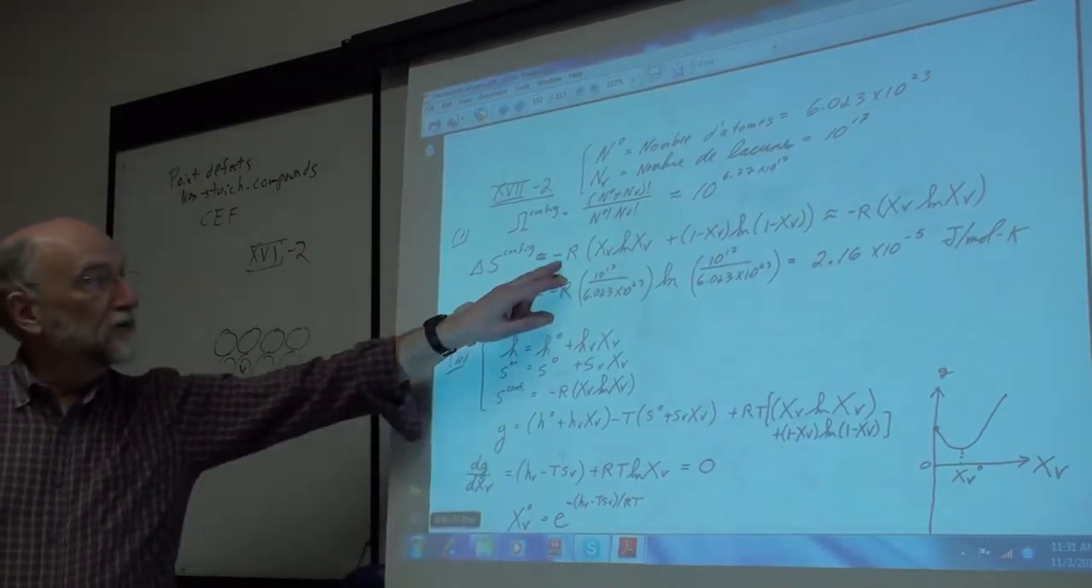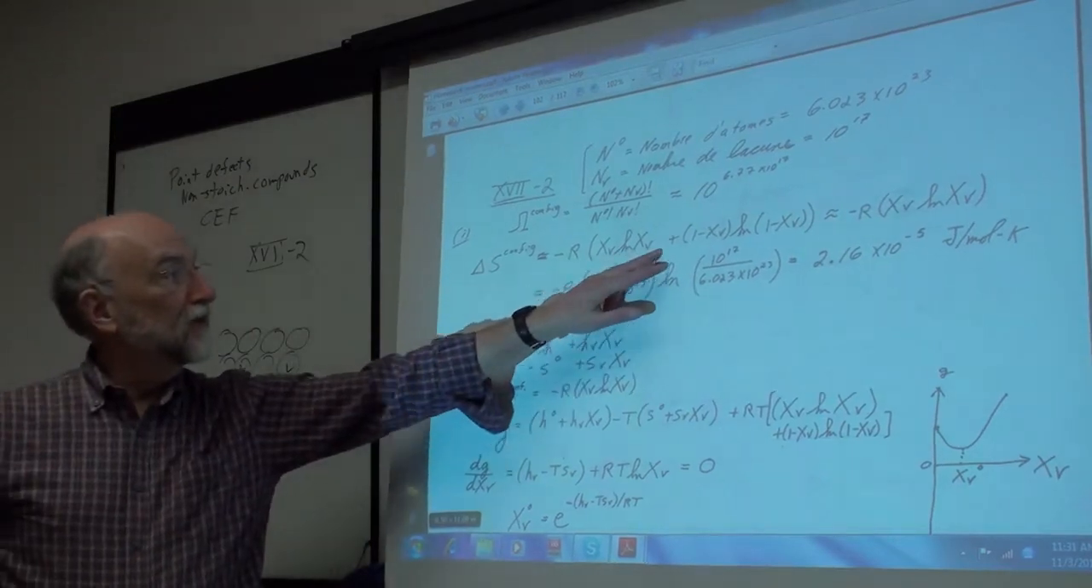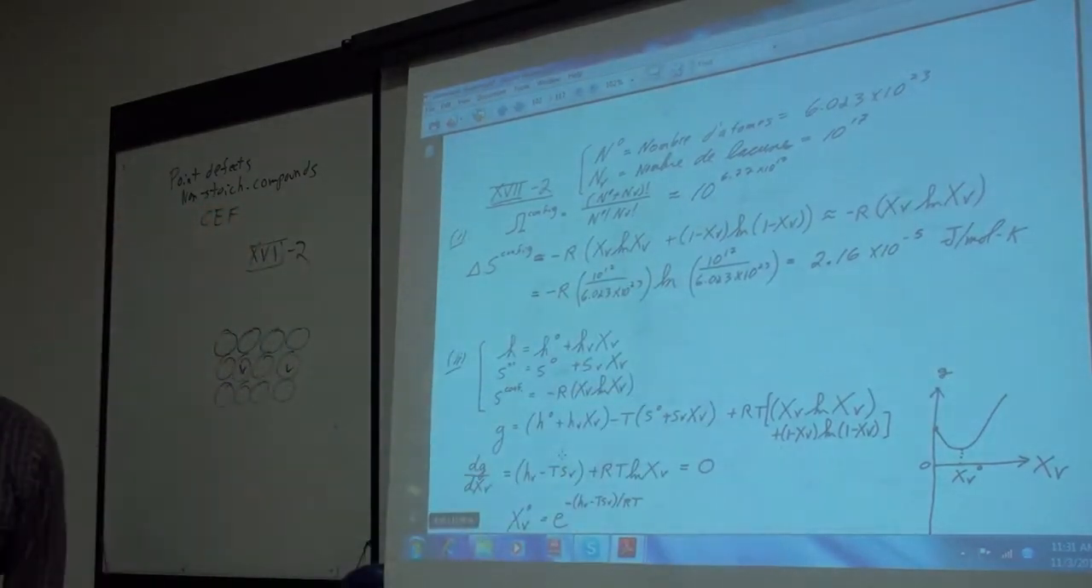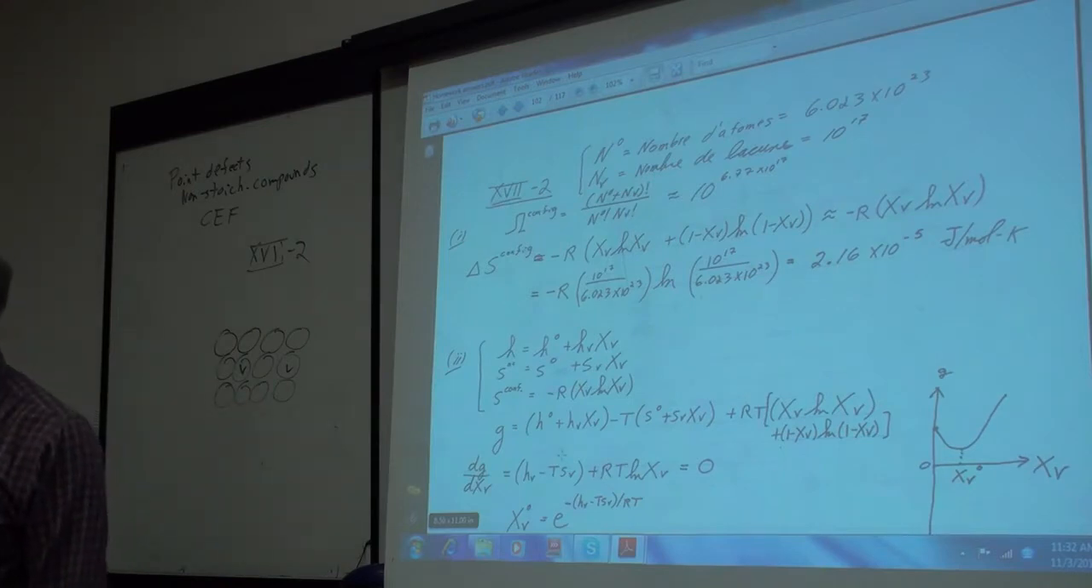So the entropy is just like mixing A and B. You're mixing vacancies and non-vacancies. So it's x vacancy log x vacancy plus 1 minus x vacancy log of 1 minus x vacancy, and this second term is extremely small. So this is approximately just equal to the first term. The first term is the only one that counts. The second term is much, much smaller. As you introduce vacancies, you increase the entropy of the system because the vacancies randomly distribute themselves. This approximation holds because the number of vacancies is very small.